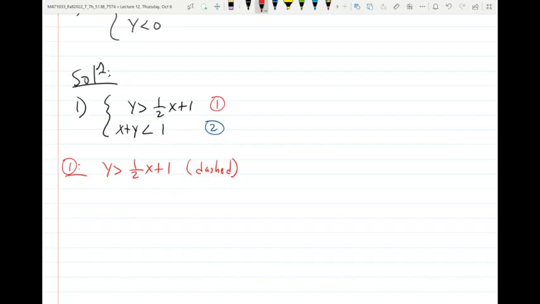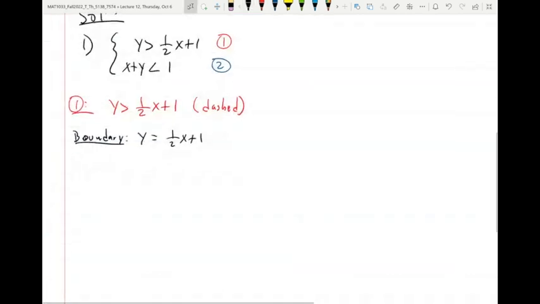All right. So we're going to graph the boundary line. That's the first thing that we do. So the boundary is the equation y equals 1/2 x plus 1. Okay, so here, this is already in slope-intercept form, so this is ready to be graphed. So let's do it.